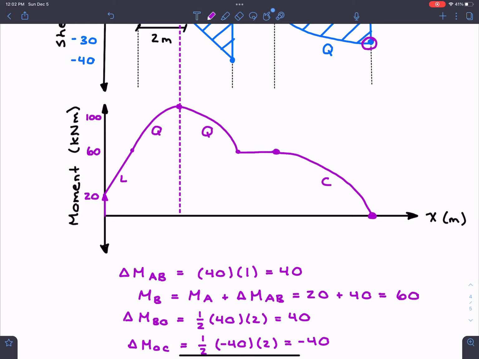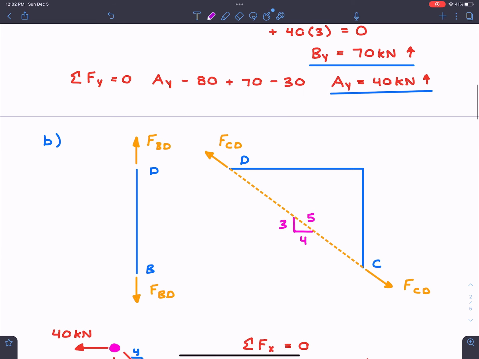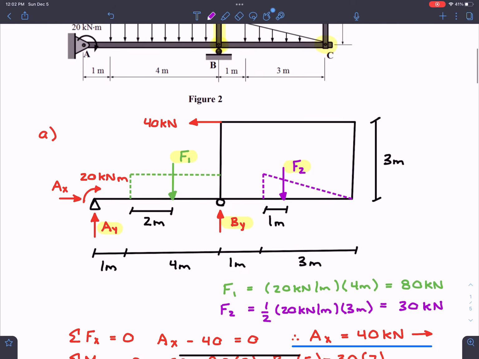Because once you have the diagrams, you can easily answer part D, which was, if I were to scroll up here, determine the maximum shear force and maximum bending moment in the beam. We did that. We are good to go. So that's it. That's it for this question.